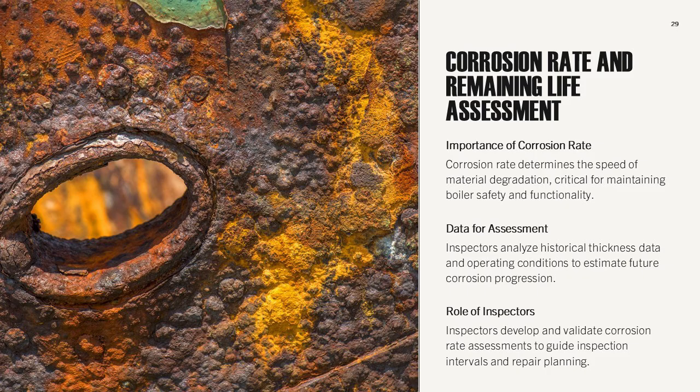Determining corrosion rates and remaining life is critical for managing boiler integrity. Inspectors use historical thickness data, operating conditions, and damage mechanisms to estimate future deterioration. These calculations support inspection interval decisions and repair planning. This section explains the inspector's role in developing and validating corrosion rate assessments.